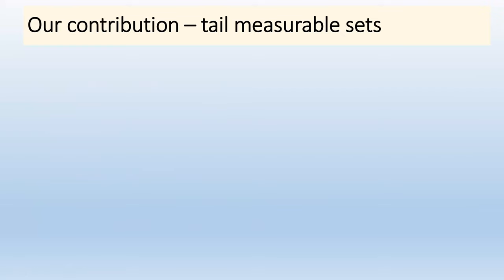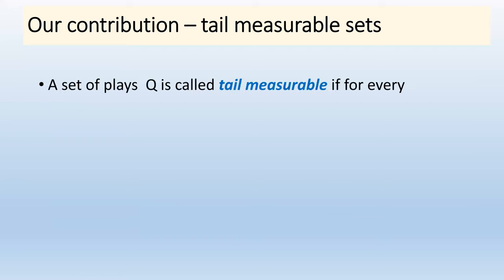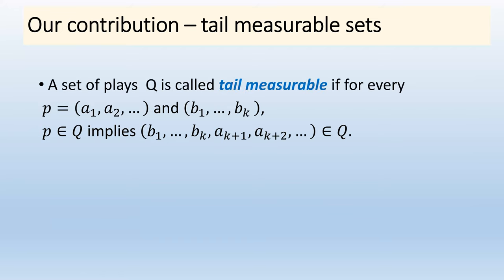Think about infinite horizon games with winning sets. With many players, each player has a winning set such that her payoff is the characteristic function of this set. So one, if the play is inside this set, and zero otherwise. Specifically, we are interested in tail measurable sets.